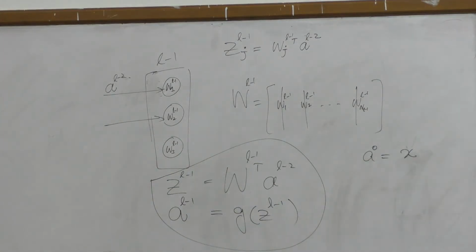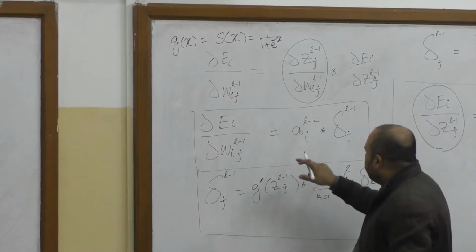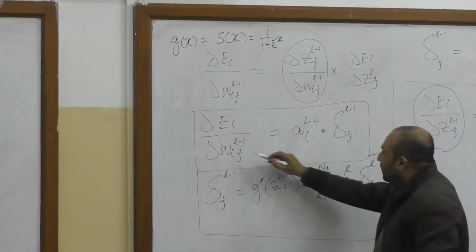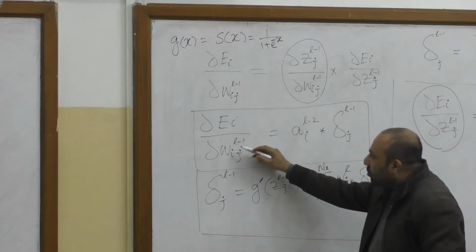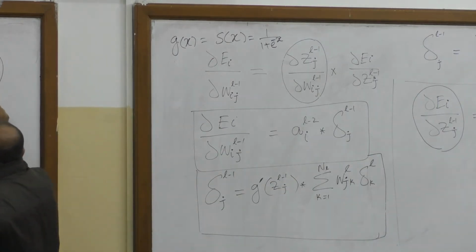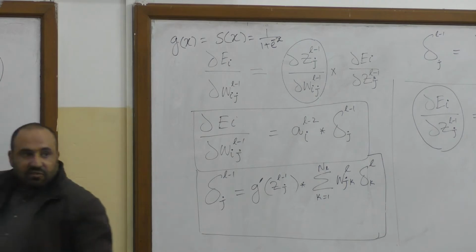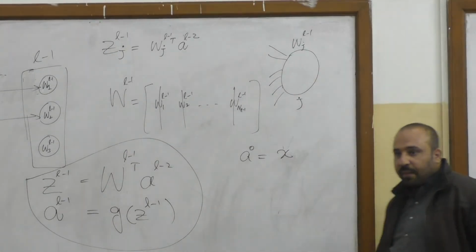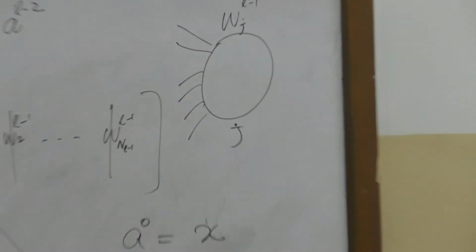Now, if I want to compute all the weights of a jth node, obviously the jth node has a lot of weights. Let me call them Wj of L minus 1, all the weights of the jth node of the layer. So how will I compute it?